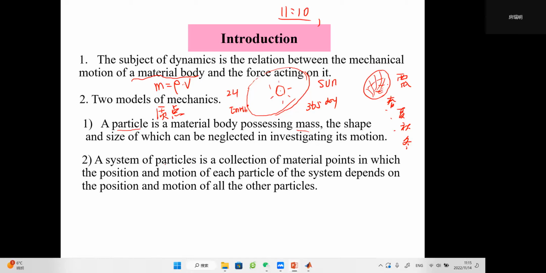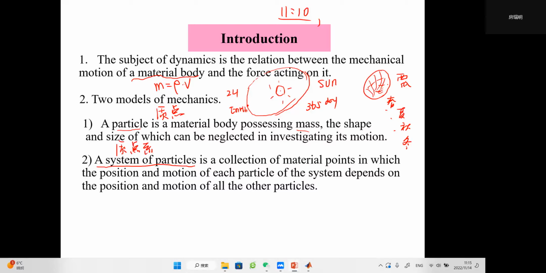Another is a system of particles. That means a system of particles means a lot of particles. So if this is 质点, we call that 质点系, you know, 质点系.